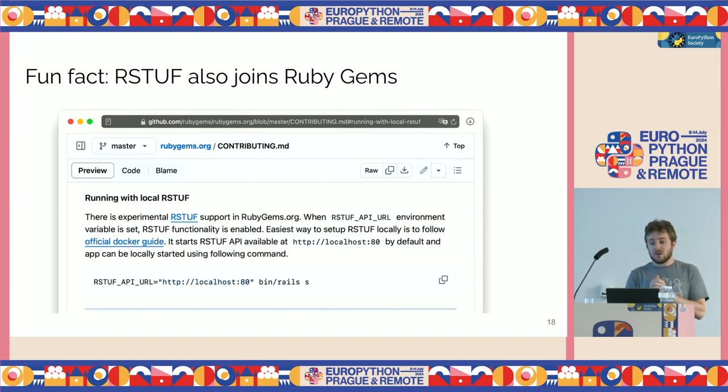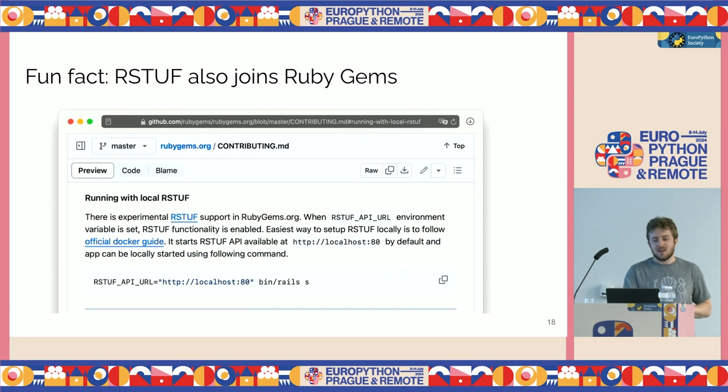Last year, when Kairo and Martin presented RSTUF here at EuroPython in Prague, they caught the attention of a RubyGems maintainer, and they met and I think had a couple of beverages, and now a year later, RSTUF is also used by RubyGems. It's only a development integration, but at a similar state as the warehouse integration. And it's been a good collaboration with that RubyGems maintainer. I think this is really cool.